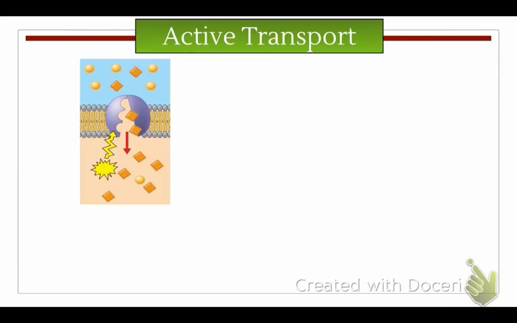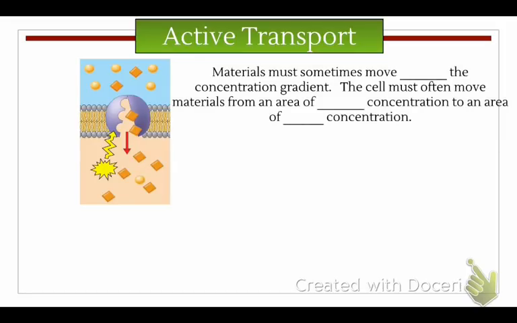So, active transport. Materials must sometimes move against the concentration gradient, which means they are going from low to high. Very good. The cell must often move materials from an area of higher concentration to an area of lower concentration. That's not right. It should be the opposite.